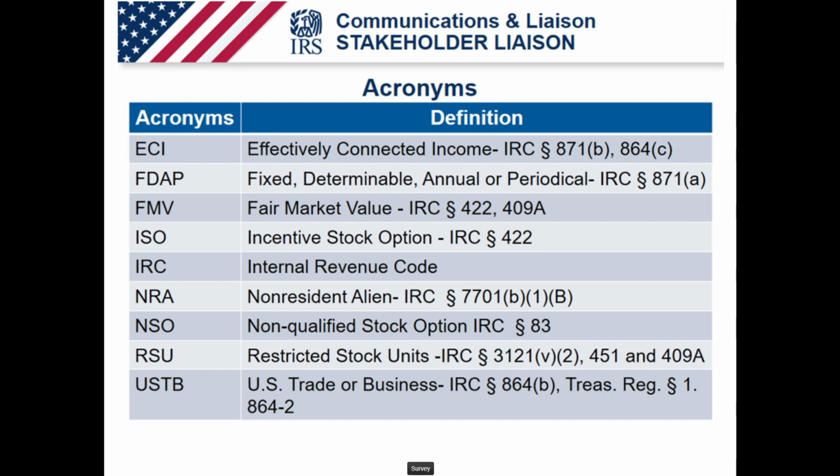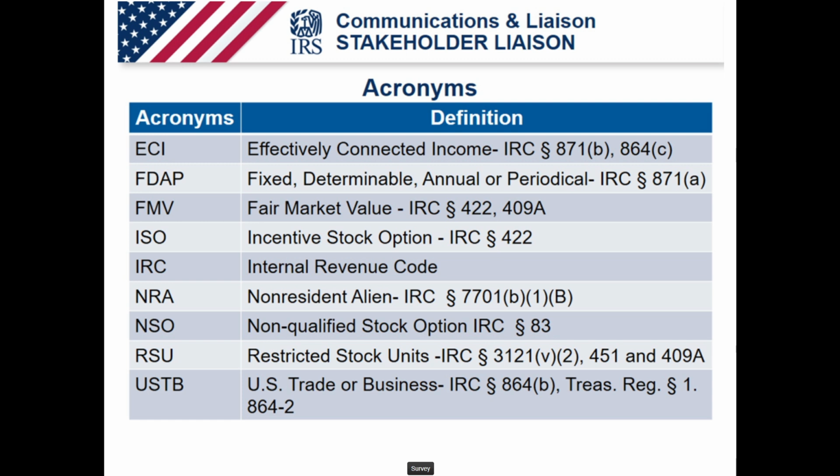Next, we have our acronyms. I'll highlight the common ones we will be using in today's presentation. ECI refers to effectively connected income. FDAP, fixed determinable annual or periodic. ISO, incentive stock option. NSO, non-qualified stock option. RSU, restricted stock units.